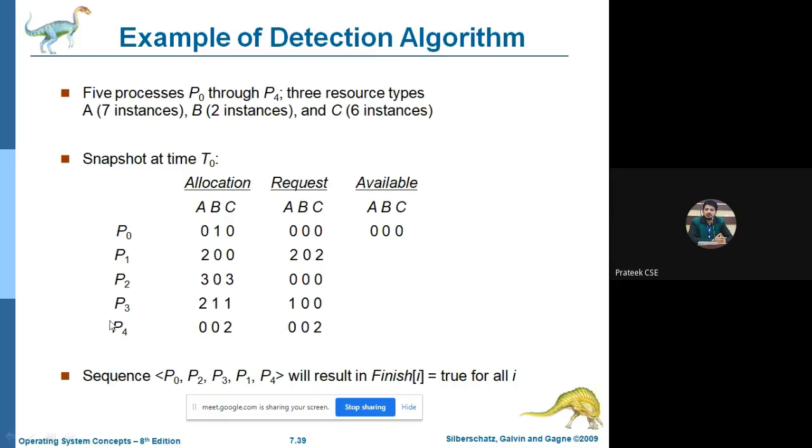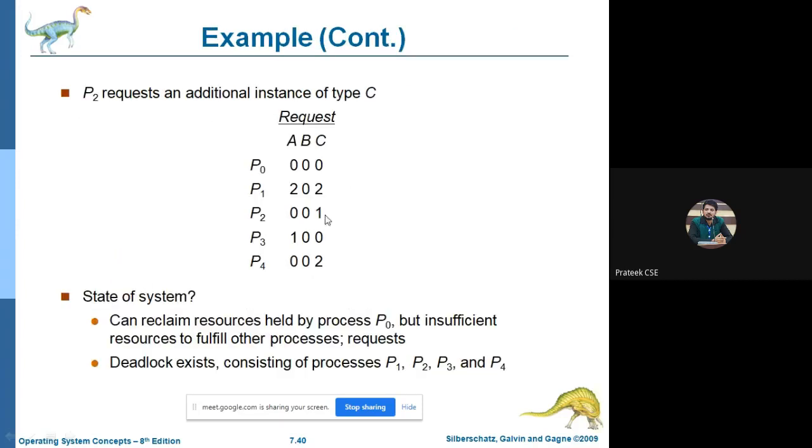And for process P4, P4 requires 2 instances of resource type C, but we have 010 in the available vector. So that means if we change the request of process P2 to 001, then we will only be able to fulfill the request of P0. For the other four processes, from P1 to P4, we won't be able to satisfy the entire scenario.